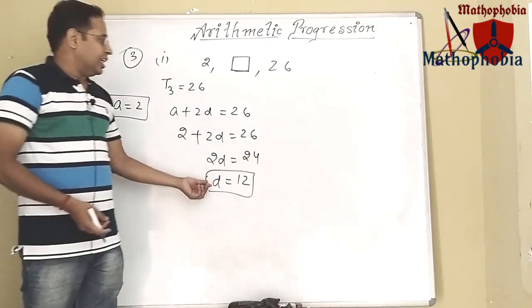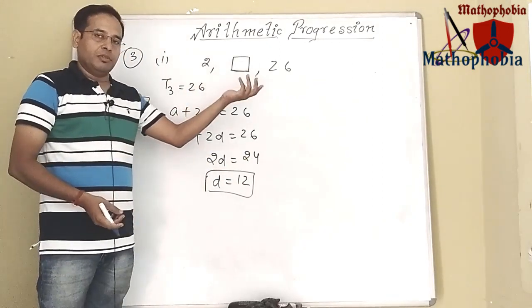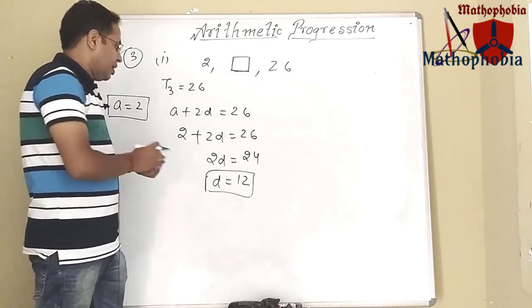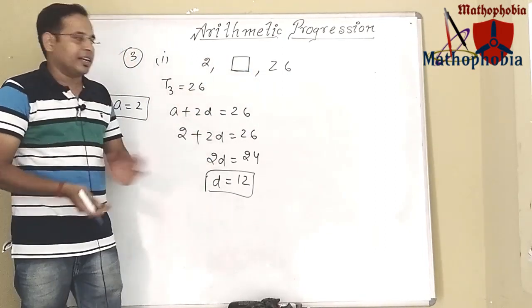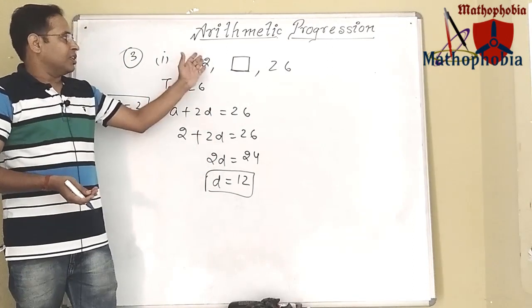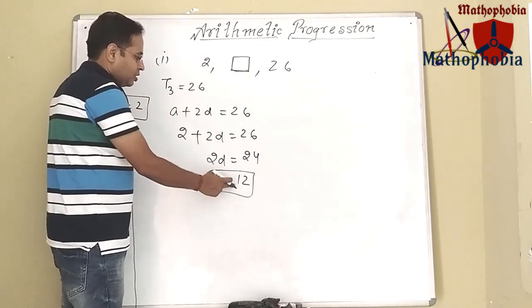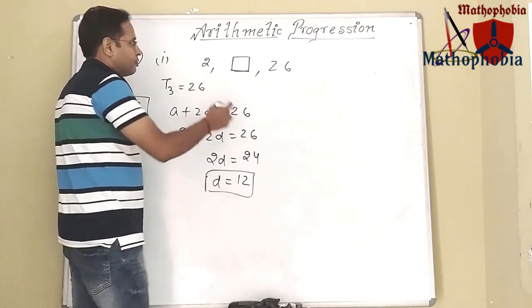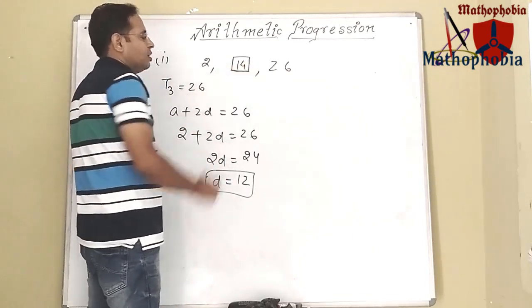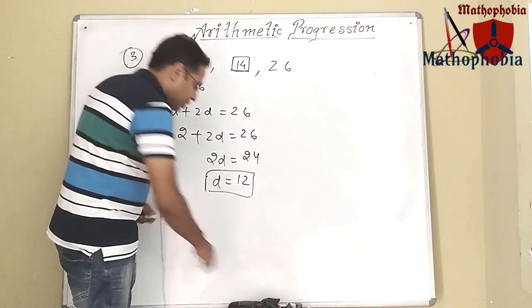If I add D to the first term, obviously I will get the second term, है ना? अगर पहले term में हम D add कर देंगे, if we add the common difference to the first term, we will get the second term. So 2 plus 12, 14. Therefore, the second term will be 14. Let's see the third part.